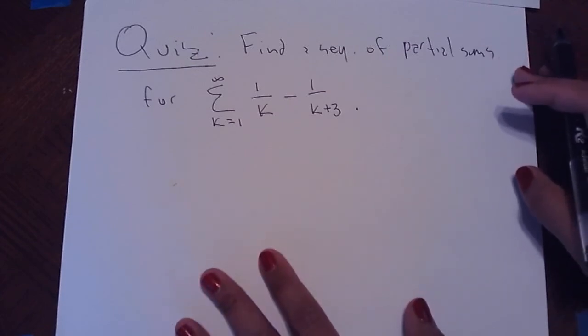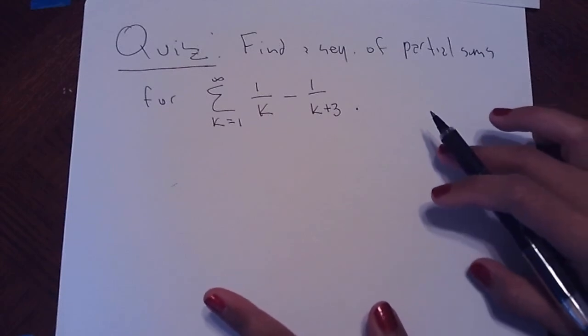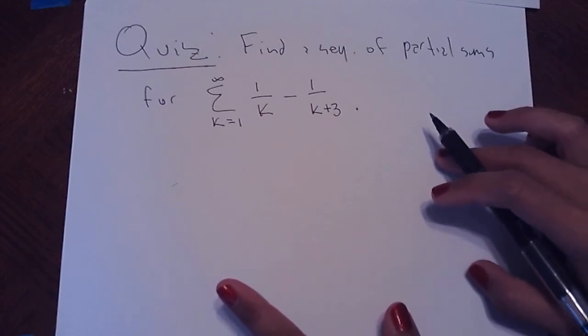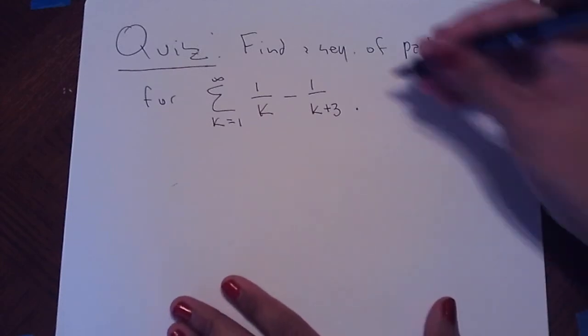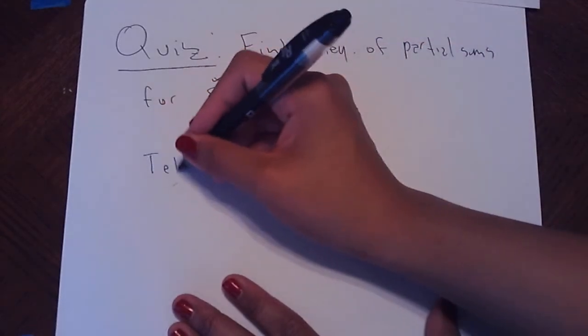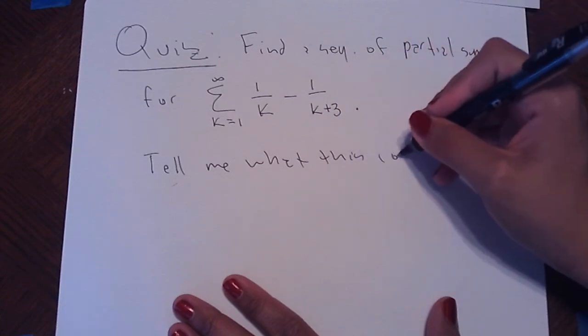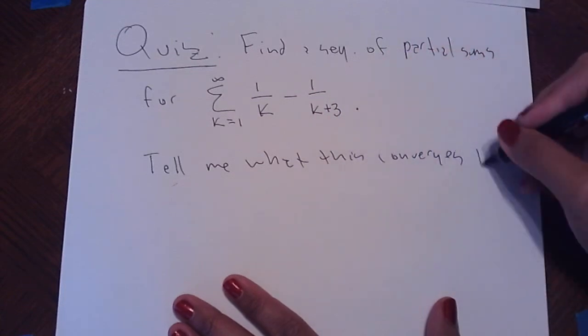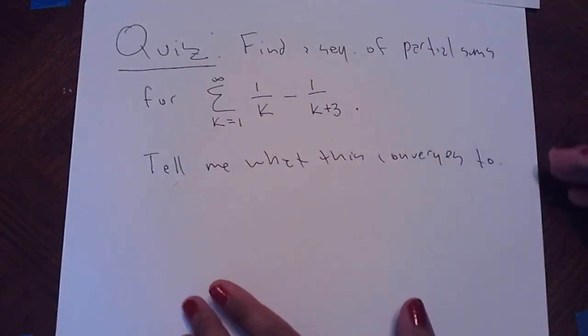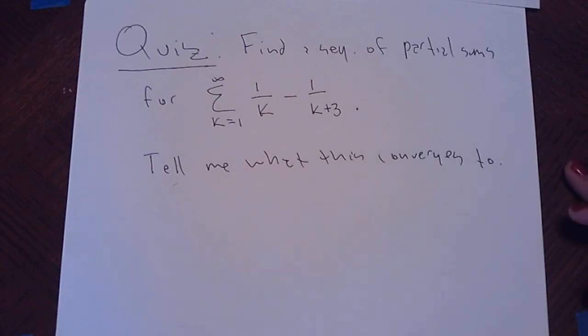So what I want you guys to do is write out the first few of these, 2, 3, 4, however many of them that it takes for you guys to figure out the pattern. Okay, tell me what S_N is. And then tell me what this converges to. And I will give you the hint here, it does actually converge.